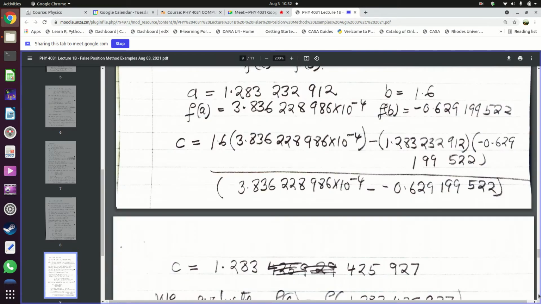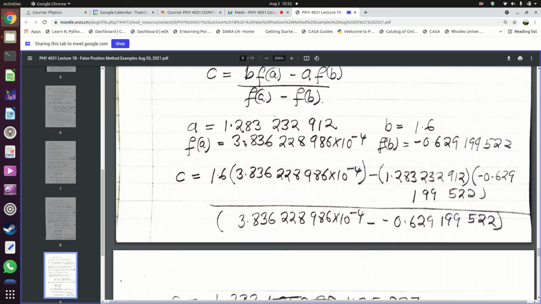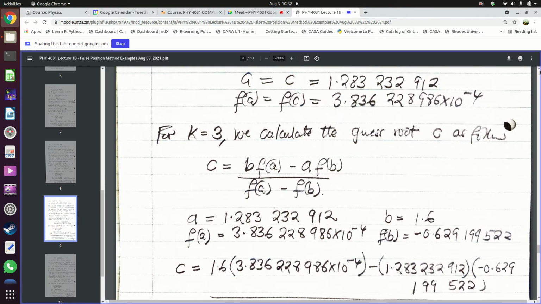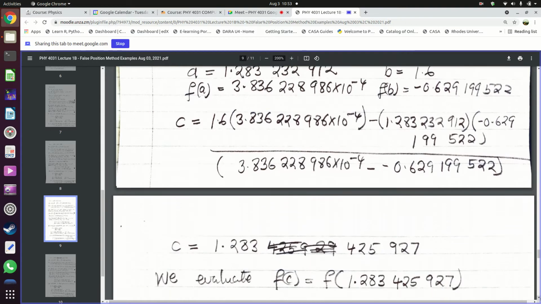When you do it for the third time, you can work out a new c. You've got your new a, which is this, your new f of a, which is that, but your b and your f of b remain the same. When you do the substitutions, you are going to get your new c. With your new c, you notice something. Your previous c was 1.283. With this new c, the 8 has stopped changing. It's actually not just the 8, the 8 and the 3 have stopped changing.